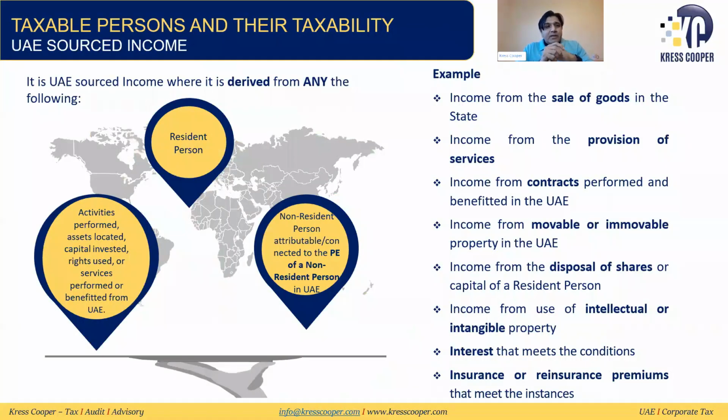Today we are discussing the fourth lecture. This is UAE-sourced income. We discussed the non-resident person, and three different categories in the non-resident person. The first category was the PE of the non-resident person. Any income attributable to the PE of the non-resident person will be subject to tax in the UAE. In the second category, we discussed that UAE-sourced income of the non-resident person will be subject to corporate tax, and then any other nexus.